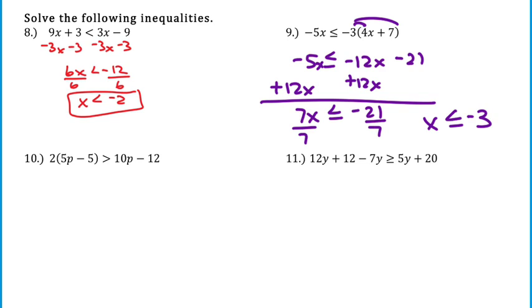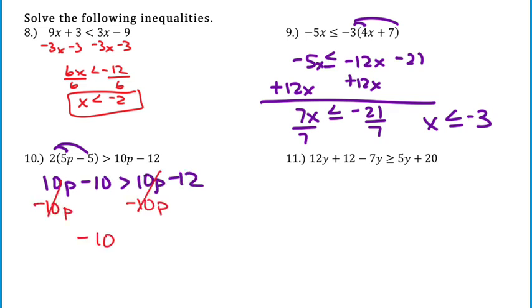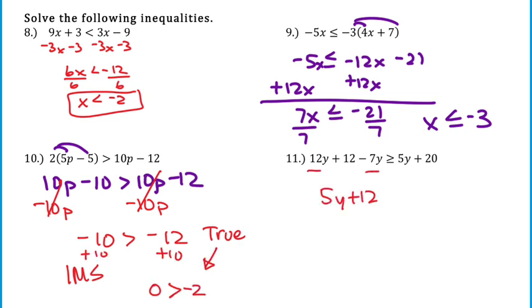Number 10, I distribute first, then I get all of the variables on the left side, and they eliminate each other. I end up with -10 is greater than -12, which is true. So I know it's infinitely many solutions. If I kept going and added 10 to both sides, I get 0 is greater than -2, which is still true. And infinitely many solutions is the answer.